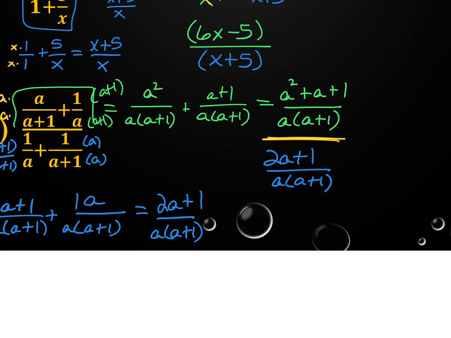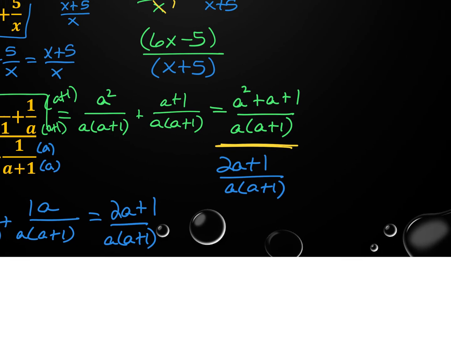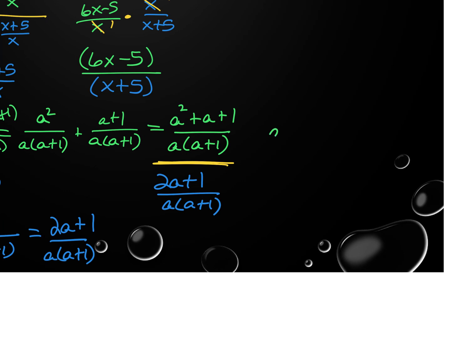So now I'm going to divide the green by the blue. So I'm going to keep, change, flip it. Well, first let me write it out for you. So a squared plus a plus 1 over a times a plus 1. And then put a division.